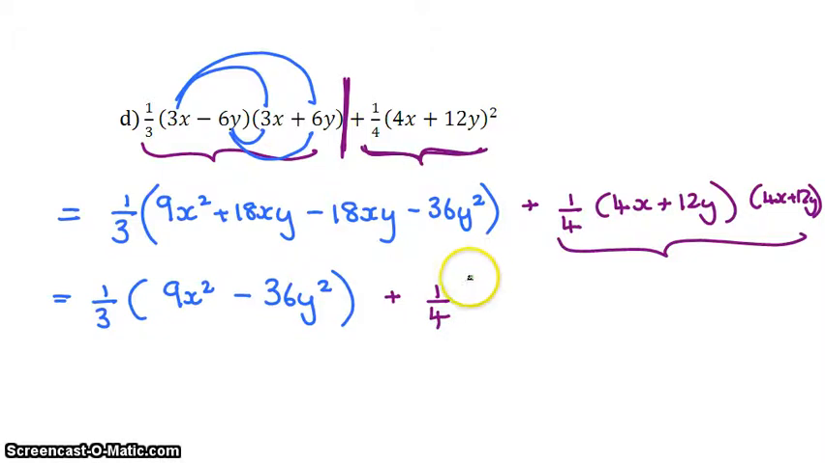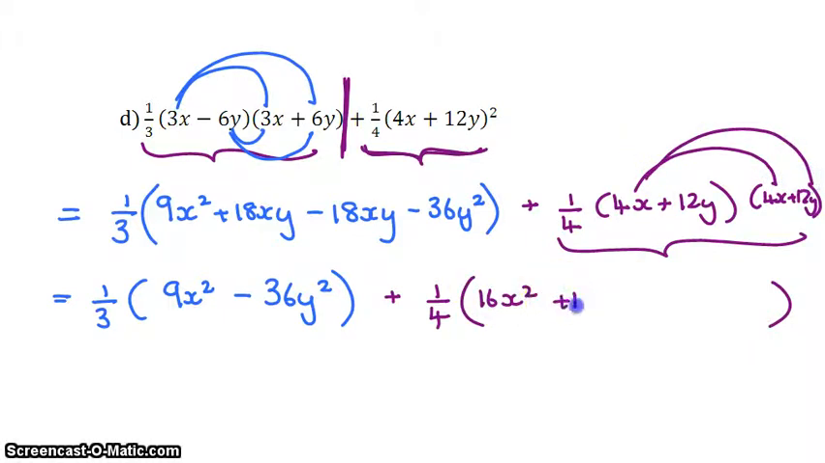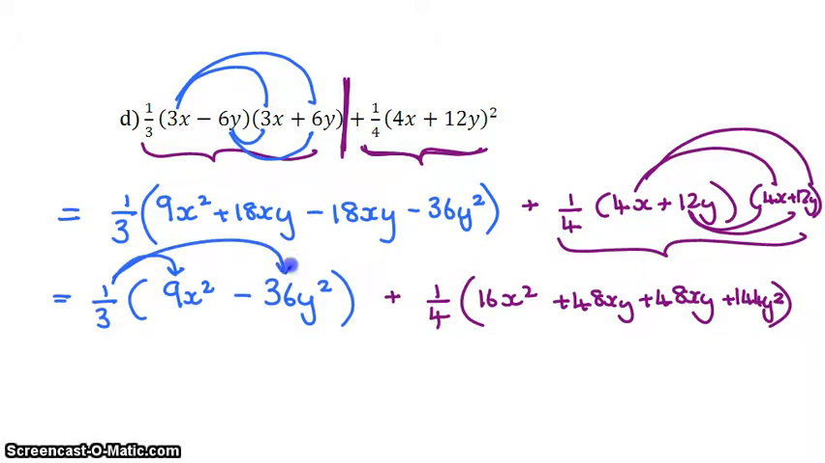I've got my quarter, but first I'm going to multiply my binomial times a binomial. So 4x times 4x would be 16x squared plus 48xy plus another 48xy, and finally plus 144y squared. Right, which means I can now multiply in my third, which is distributed my first bracket.